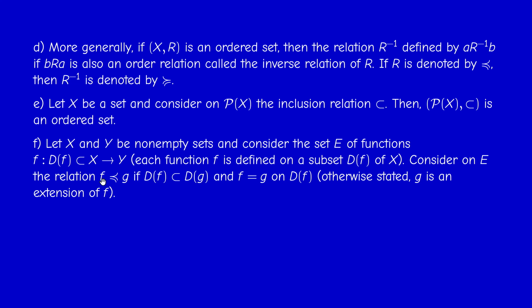It's a definition. f is related to g if the domain of f is contained in the domain of g, and f equals g on the intersection, so on the smaller one. Otherwise stated, it means that g is an extension of f. So it's mainly the same function, but it's defined on a bigger subset. So we say that it's an extension, or you may say continuation if you like.